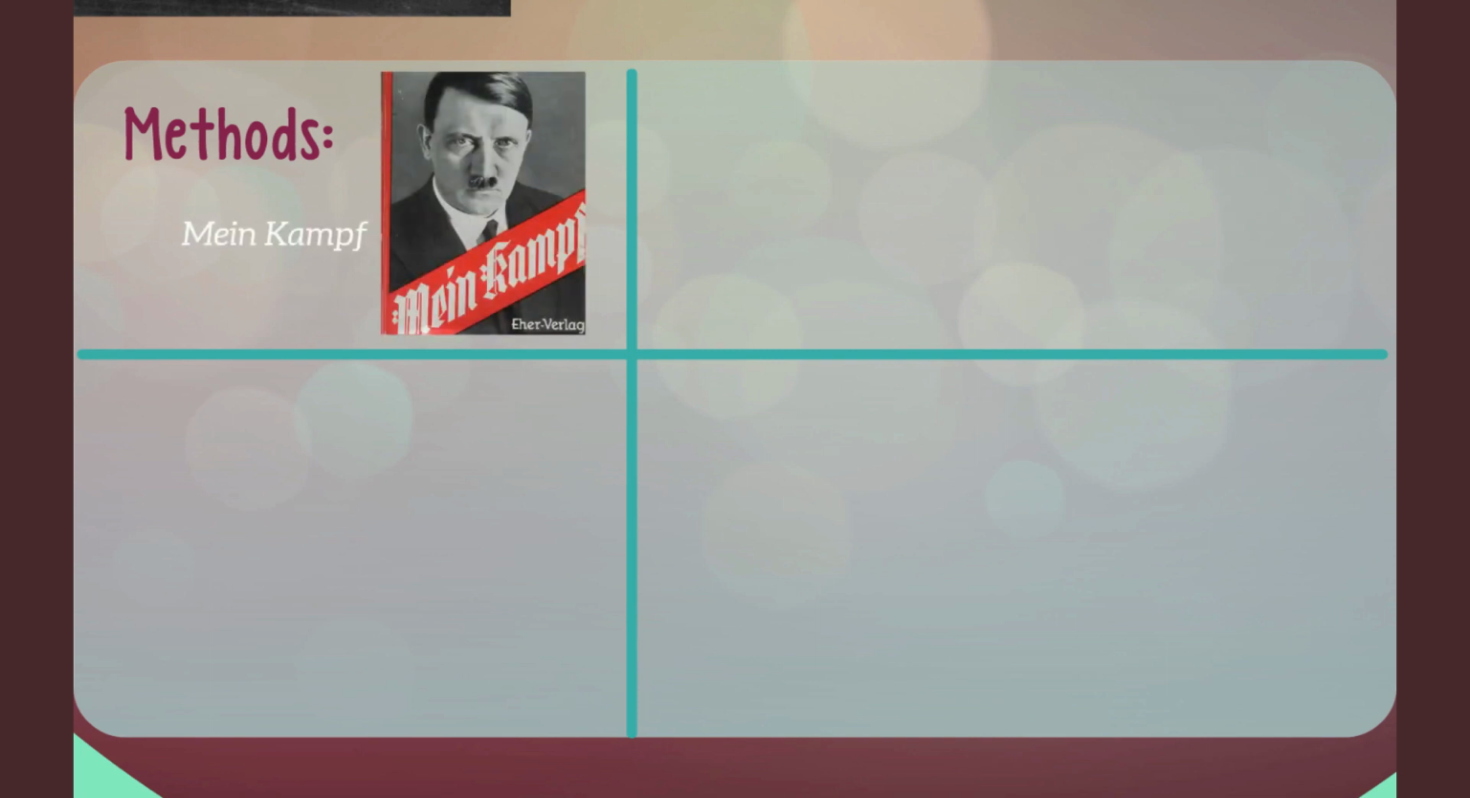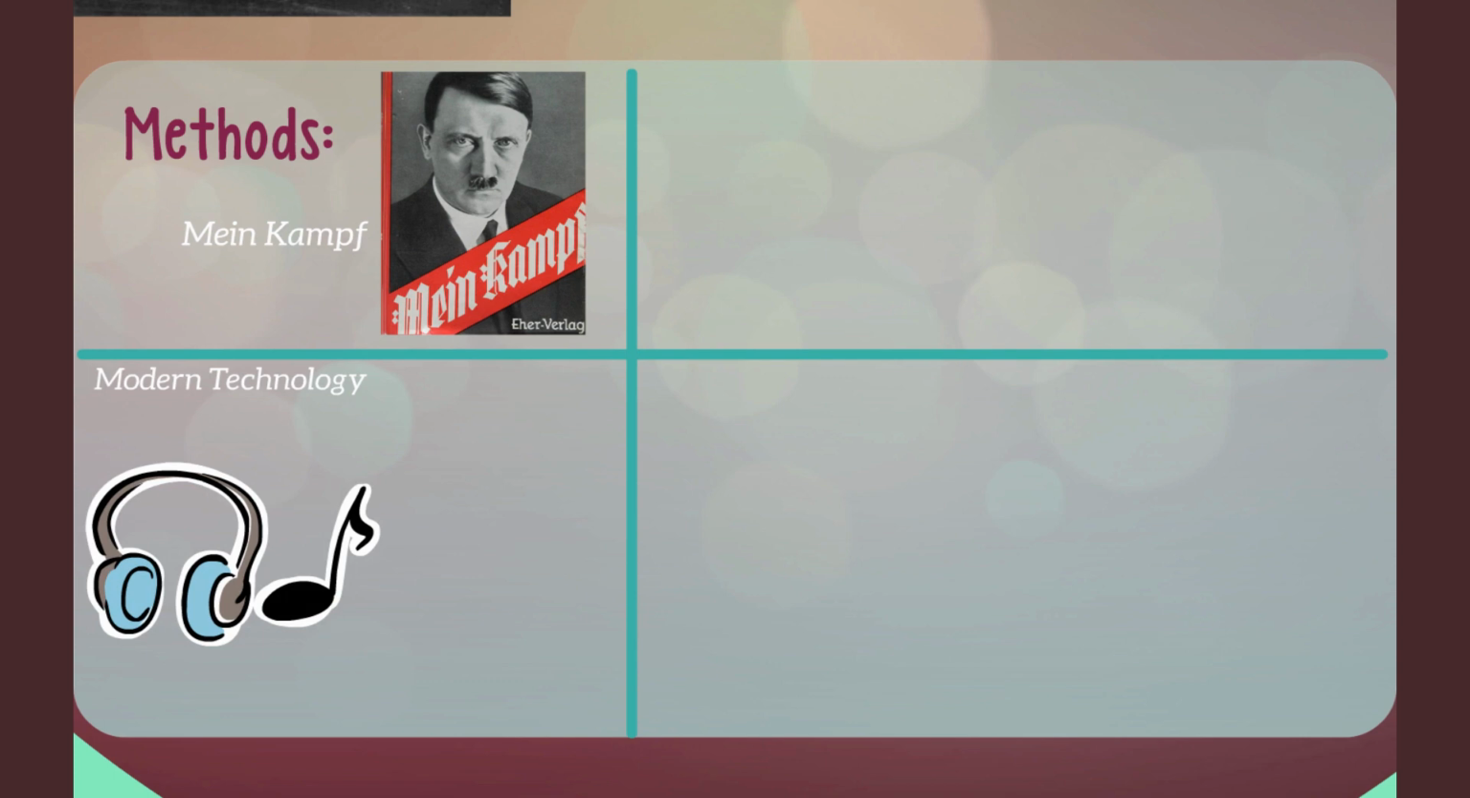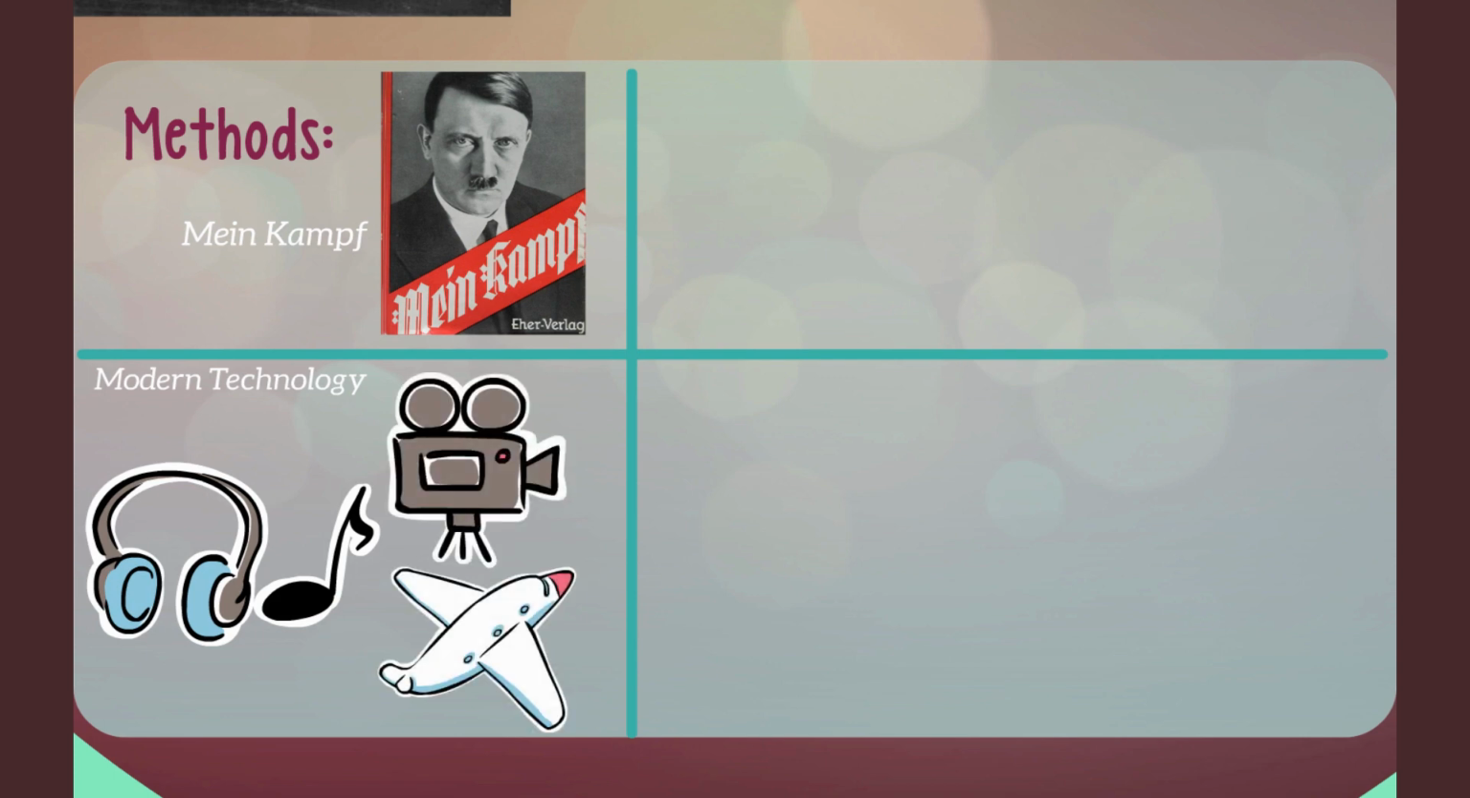Number 1 is, of course, Mein Kampf, the book that Hitler wrote while he was in prison, which outlined all of the Nazi Party policies. Number 2 was using modern technology. The Nazis used things like radio, films, records, and airplanes so that many, many people throughout Germany were able to see Hitler and hear his speeches. Hitler used this modern technology that was just being developed to effectively promote the Nazi ideology and cause.